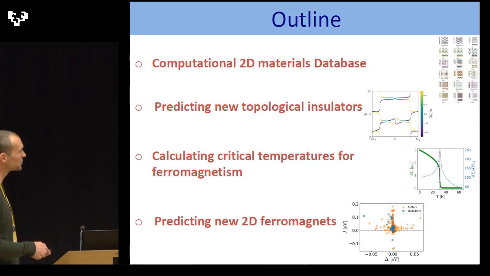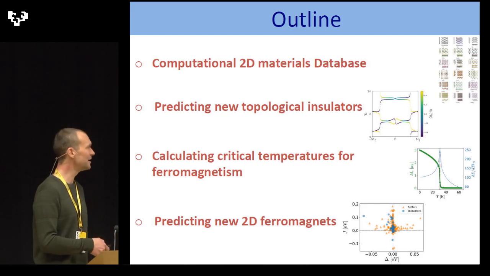And then I'll use this to predict some new two-dimensional ferromagnets, also based on this database, but also show a little bit of preliminary results based on the ICSD.